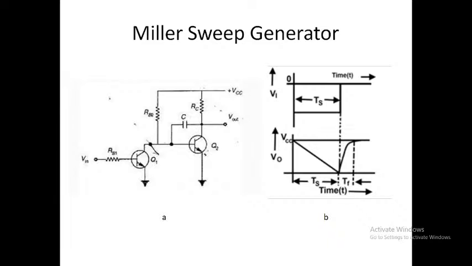So when the negative pulse is applied, Q1 turns off and Q2 starts conducting, and when Q2 starts conducting, the output voltage starts decreasing from VCC towards 0. Here you can see.